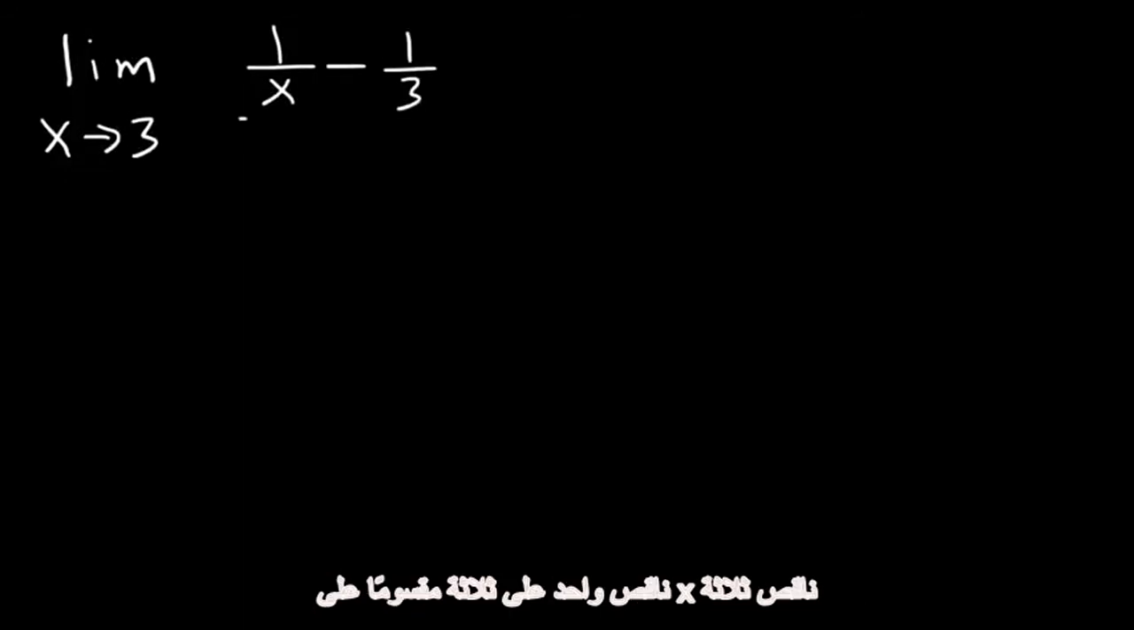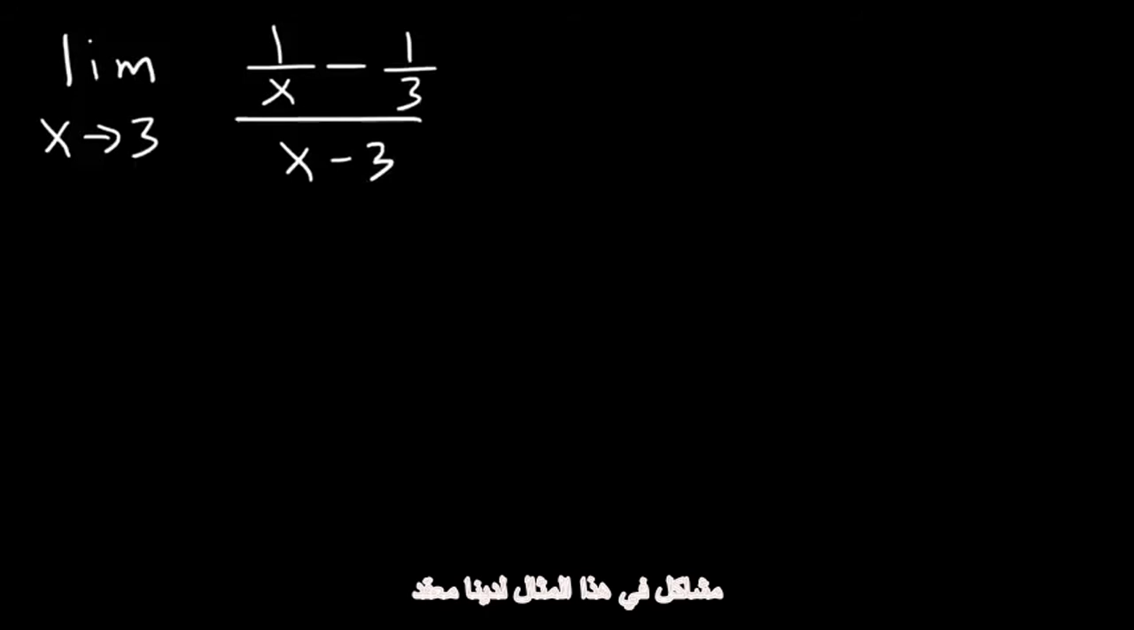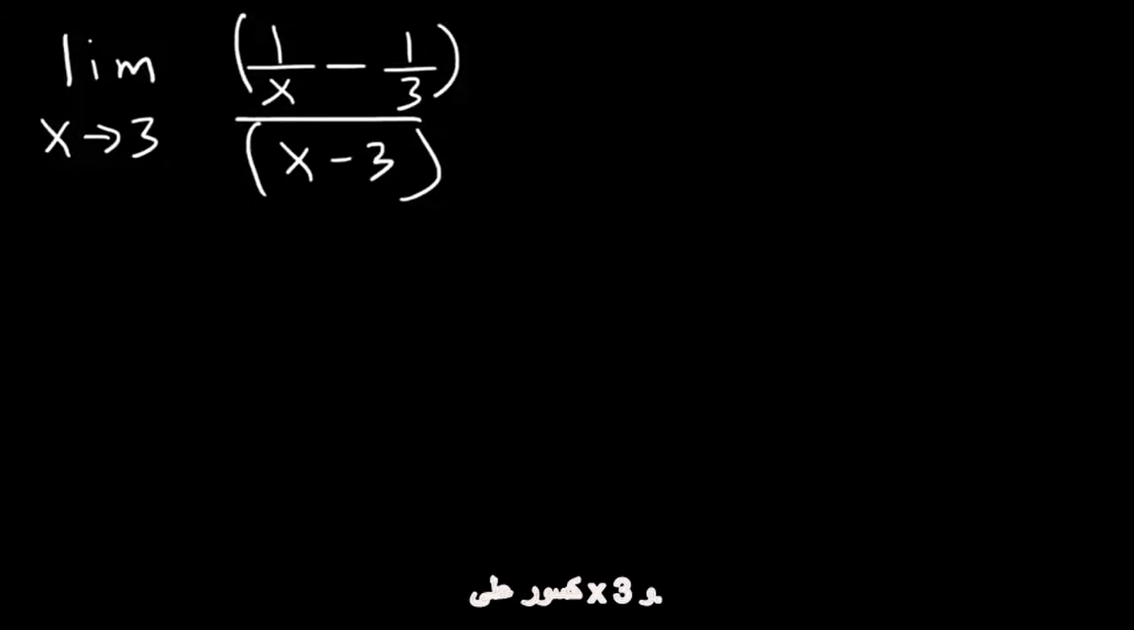Now here's another problem that you can work on. What is the limit as x approaches 3 of 1 over x minus 1 over 3, divided by x minus 3? For these examples, feel free to pause the video if you want to and try these problems. In this example, we have a complex fraction. So what do you do in a situation like this? If you get a complex fraction, what I recommend is to multiply the top and the bottom by the common denominator of those two fractions. That is, by x and by 3. So I'm going to multiply the top and the bottom by 3x.